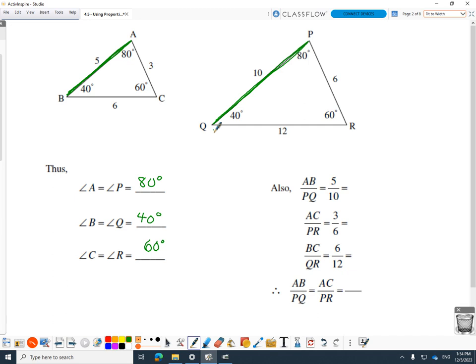Those two sides match up. See, AB and PQ are matching sides. They're not the same length, but they're matching sides in the two triangles. And so it's 5 over 10, which is 1/2, which is 0.5. And what I'm saying is the triangle on the left is half the size of the triangle on the right.